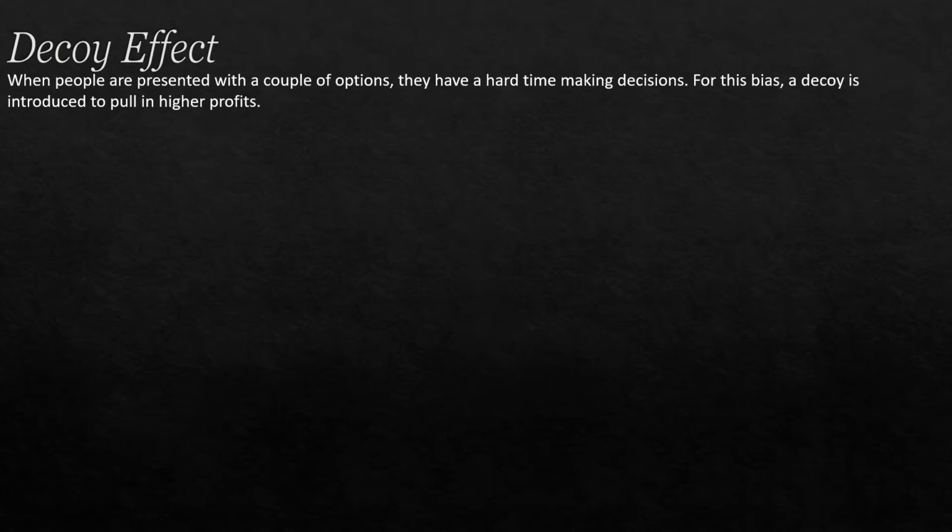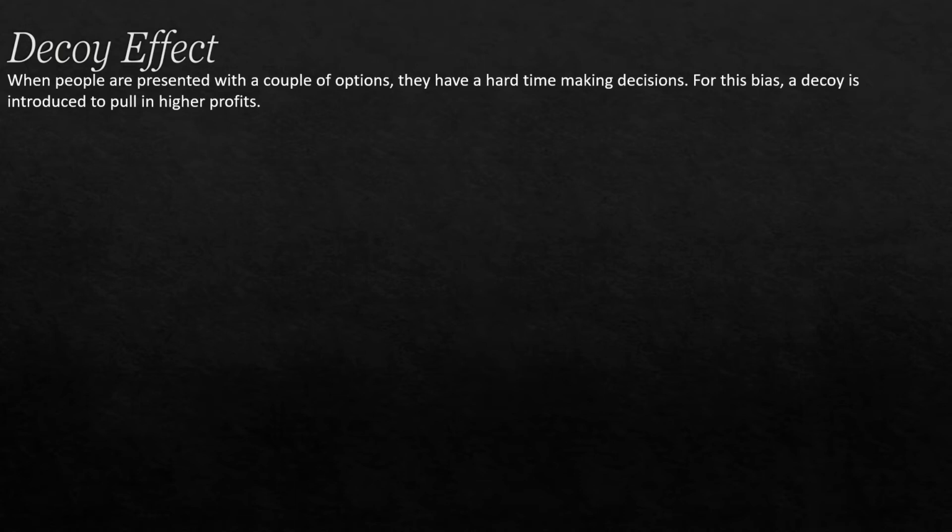Lastly, we have the decoy effect, and it's defined as when people are presented with a couple of options, they have a hard time making decisions. For this bias, a decoy is introduced to pull in higher profits. And this one is my favorite, particularly because I have fallen prey to this a lot of times, and I'm pretty sure a lot of you must have fallen for this as well.